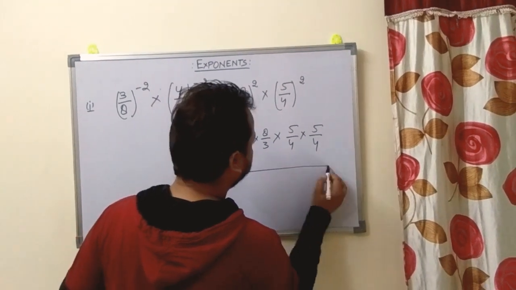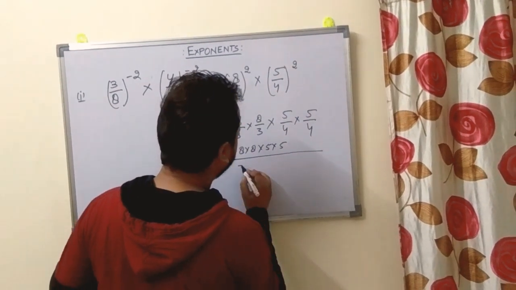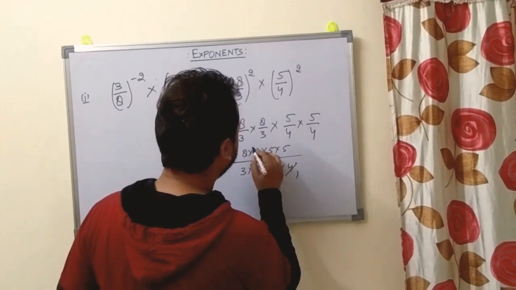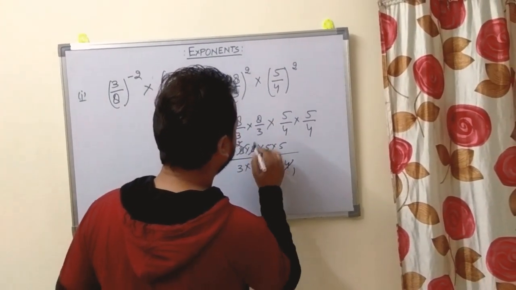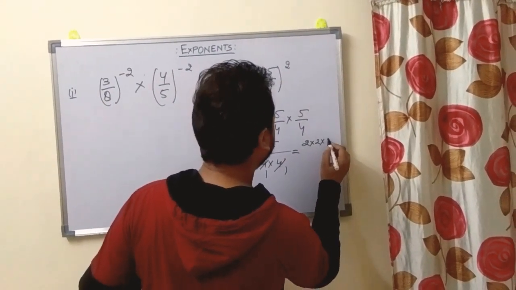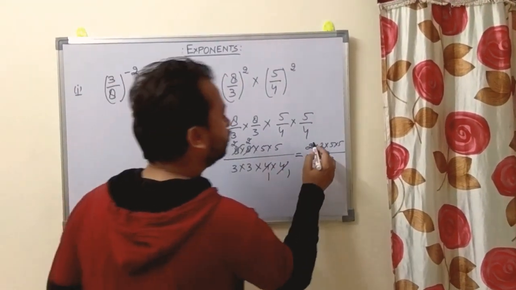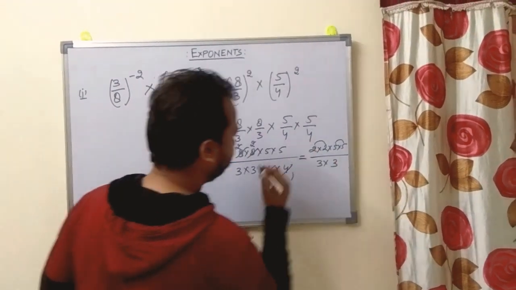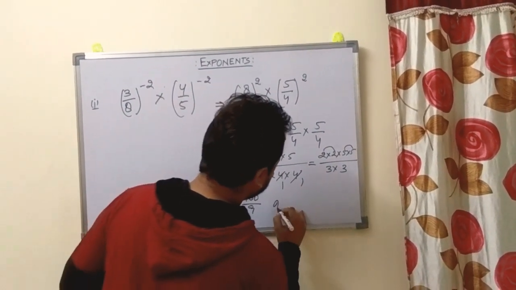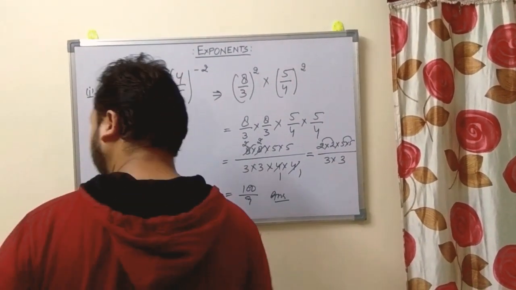So product of numerator 8 multiplied by 8 multiplied by 5 multiplied by 5 and product of denominator. Solve it. 4 1 ja 4, 4 2 ja 8, 4 1 ja 4, 4 2 ja 8. So you can write it as 2 multiplied by 2 multiplied by 5 multiplied by 5 and denominator is 3 multiplied by 3. So 2 2 ja 4, 5 5 ja 25, 25 4 ja 100 and 3 3 ja 9. So this is your answer. You can also write it in mixed fraction.